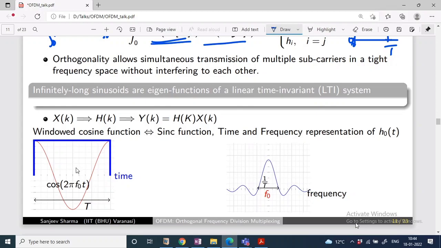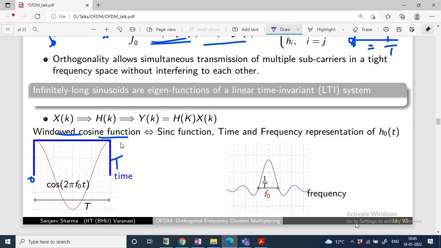With the help of a window. You can just multiply by a window of duration 0 to T. So this is the window, and this is your cosine signal multiplied by the window. Now your cosine signal has duration 0 to T. So what is the windowed cosine?